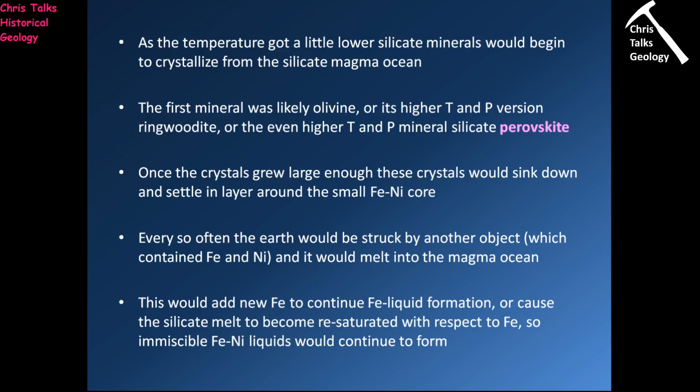And so over time, what would happen is you would have this iron nickel alloy core, and then around it you would build up a mush of iron magnesium silicate crystals, something like olivine or ringwoodite or silicate perovskite.